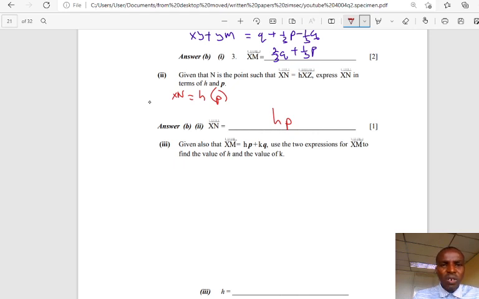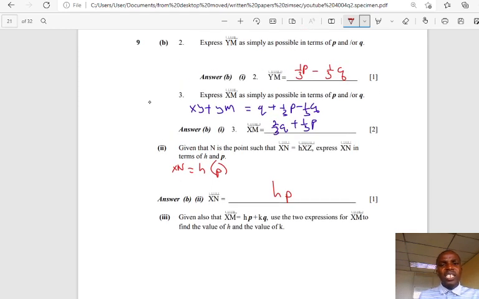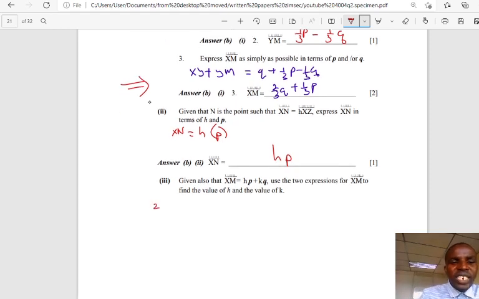Then next, given also that xm is hp plus kq, use the two expressions for xm to find the value of h and the value of k. So xm equals hp plus kq. Where is our other xm? It's on item 3, where we have found xm. The other one is given here. So on item 3 you equate: 2 over 3q plus 1 over 3p equals hp plus kq.